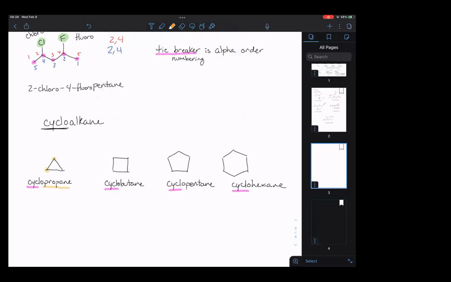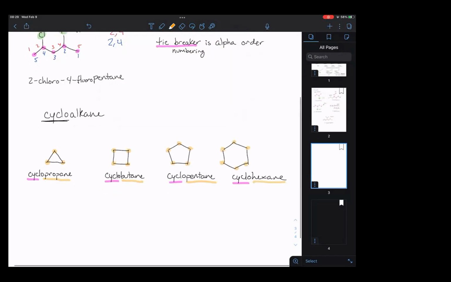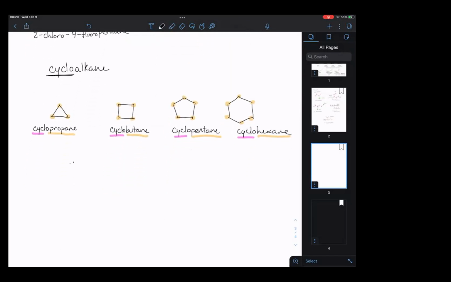So cyclopropane has 1, 2, 3. We have that prop prefix on there indicating 3 carbons. Cyclobutane, but is 4. Cyclopentane, pent is 5. Cyclohexane, hex is 6. You can keep on going. They get much harder to draw. Actually, octane's not too bad. Cyclooctane.